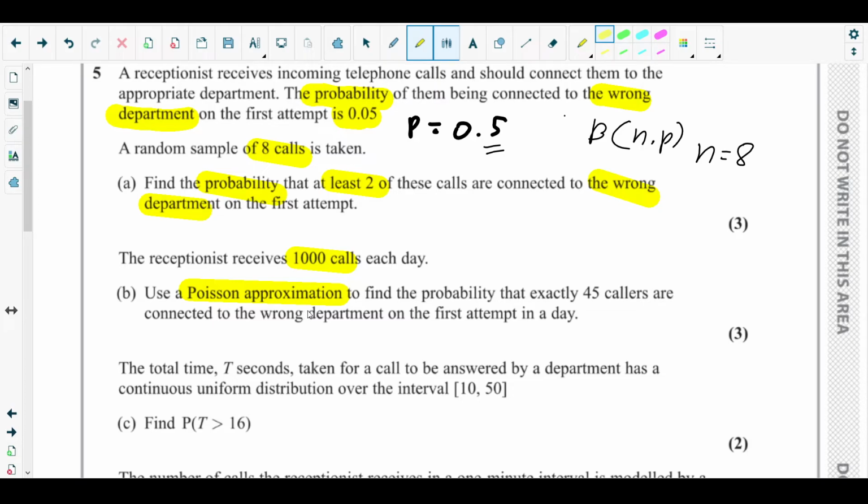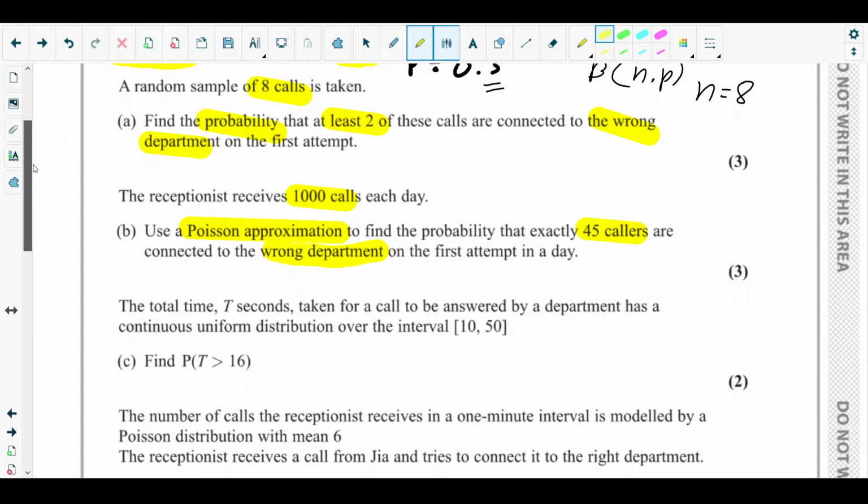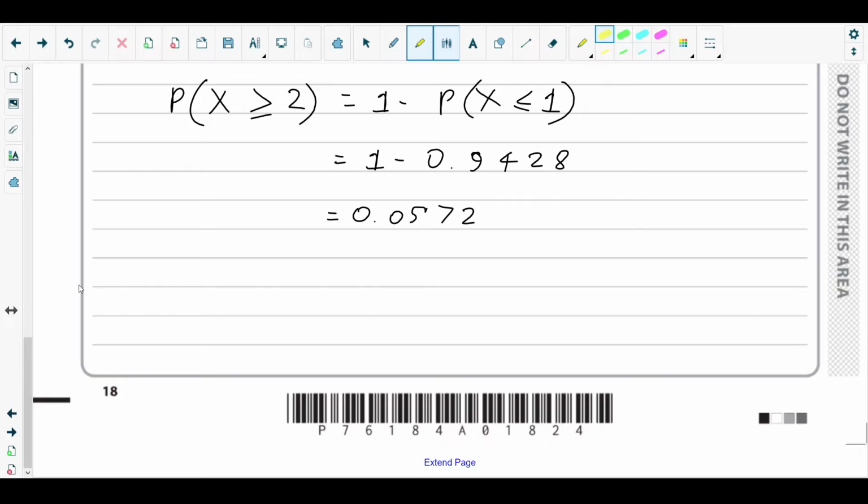So in this question we also need some concept from approximations, chapter 3 of Statistics 2. I didn't say that earlier. We need to use Poisson approximation to find the probability that exactly 45 callers are connected to the wrong department on the first attempt in a day. So that's a new distribution now, a Poisson distribution. Let's consider a new variable for part B: Y.